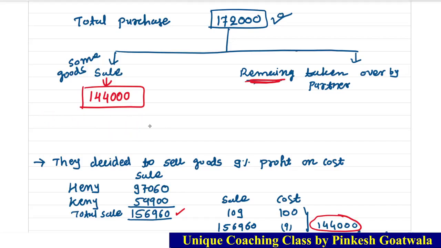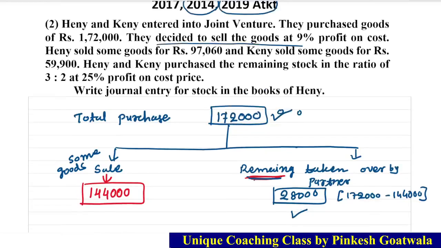So this is the important part, the cost of goods sold. Now what will be the remaining amount? Very simple, subtract 144 from 172. So the remaining goods is 28,000. How do you get this? From the total 172, subtract 144 and you get 28,000. It is the remaining goods which is taken over by the partner. And we want this point because of the question at the last.